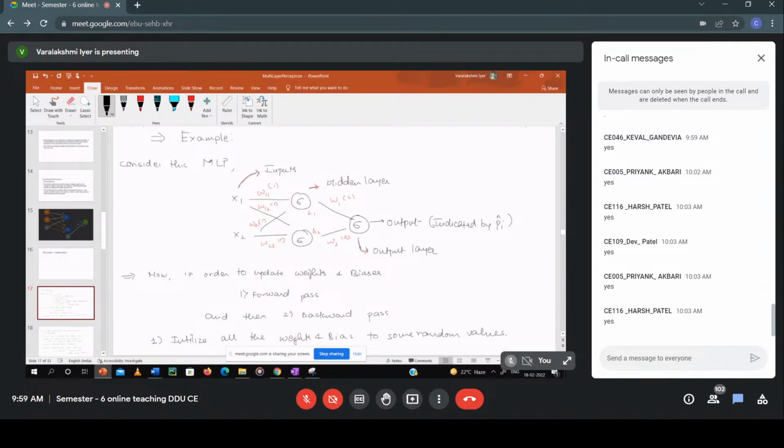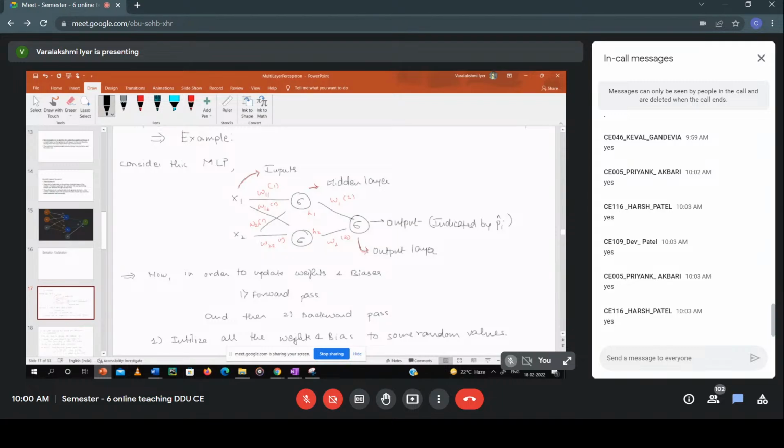In this particular example, I have taken a single hidden layer perceptron. A multi-layer perceptron has been defined here, where I have two inputs, x1 and x2, a single hidden layer, and an output layer. The activation function that I am utilizing in the hidden layer is of sigmoid form. The activation function in the output is of sigmoid form, and the error function that I will be utilizing in this multi-layer perceptron is the MSE loss function. Okay, that is defined. And this is the notation that we are using.